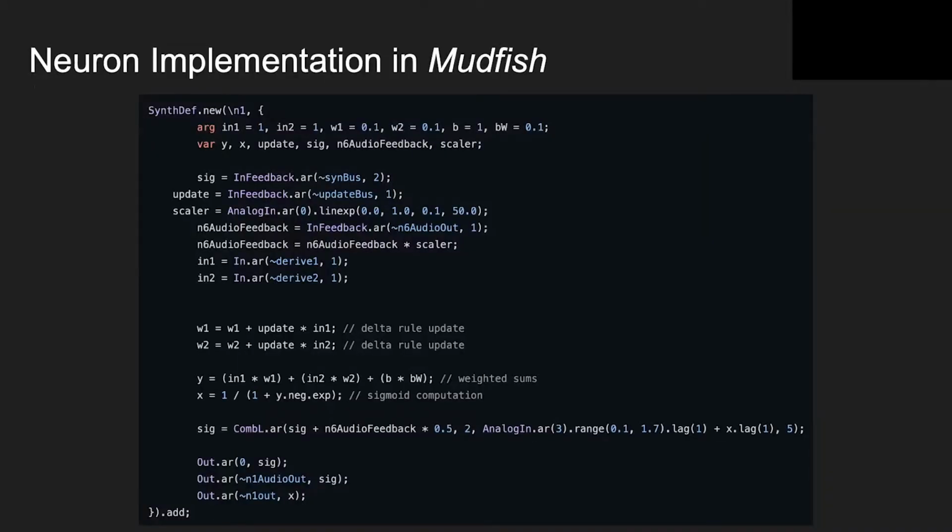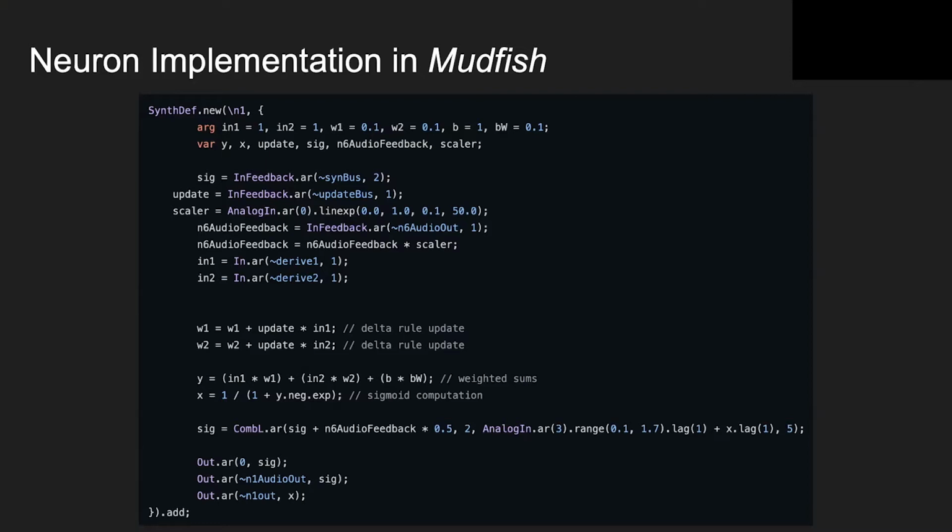This is how I specifically implement a neuron in the Mudfish. I use SuperCollider's SynthDef architecture to do so. I'm not going to go through line by line on this, but the specific lines that are of importance to understand how this works from a general standpoint. Right here, we see calculation of the weighted sum, two inputs, which are defined up here, and a bias.